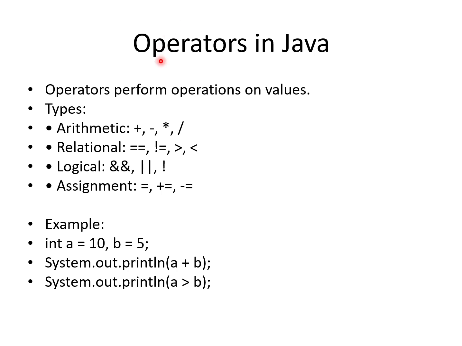Moving on to operators. Operators perform operations on values. Types of operators: arithmetic, relational, logical, and assignment. Now let's see an example. int a = 10, b = 5. System.out.println(a + b). This print statement will add the values of a and b and give the output as 15. Now in this condition, System.out.println(a > b), the output is true since it is a relational operator.